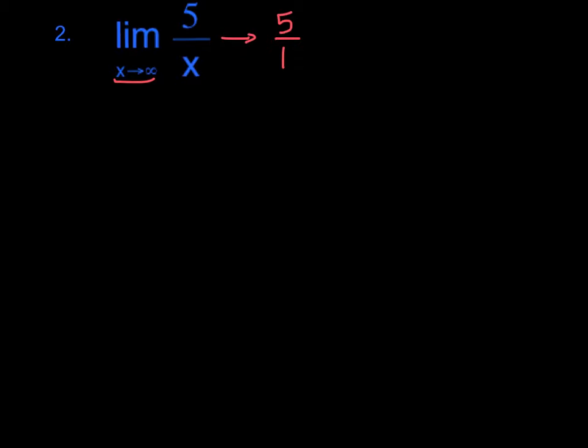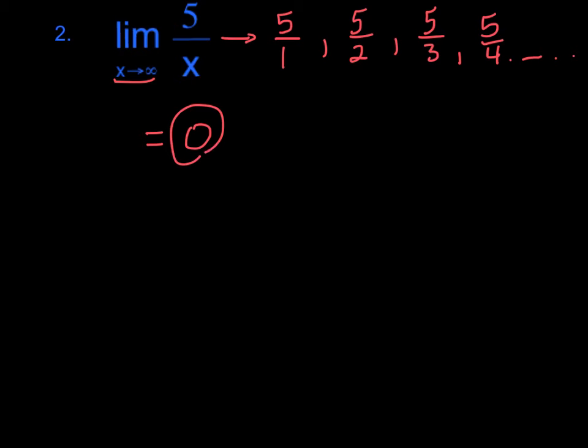So 5 over 1. Okay, then let's try 5 over 2. And then let's try 5 over 3. And let's try 5 over 4. And so on and so on. And so then if you look at that, you'll notice that these numbers here are getting smaller and smaller and smaller the further to the right we go. So then we can safely say this limit as x approaches infinity would be 0.